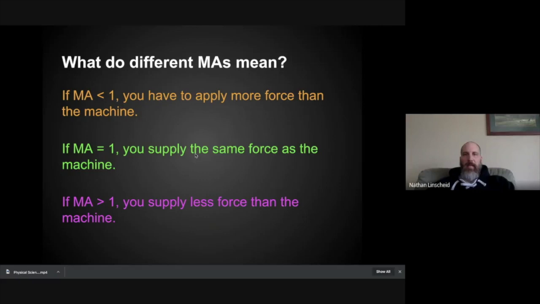So again, what do different mechanical advantages mean? If you have a mechanical advantage of less than 1, you have to apply more force than the machine. If you have a mechanical advantage equal to 1, you supply the same amount of force. And if you have a mechanical advantage greater than 1, you supply less force than the machine does. These feel really easy to use. These are like teeter-totters that are perfectly balanced. And these are things like screen doors, or actually all the muscles and joints in your body. You actually have to push harder to lift things, which seems odd.